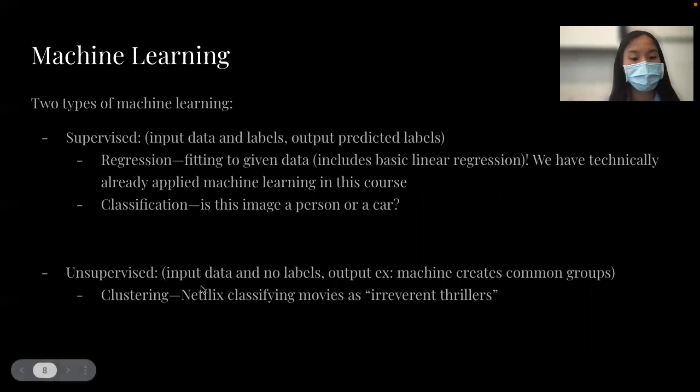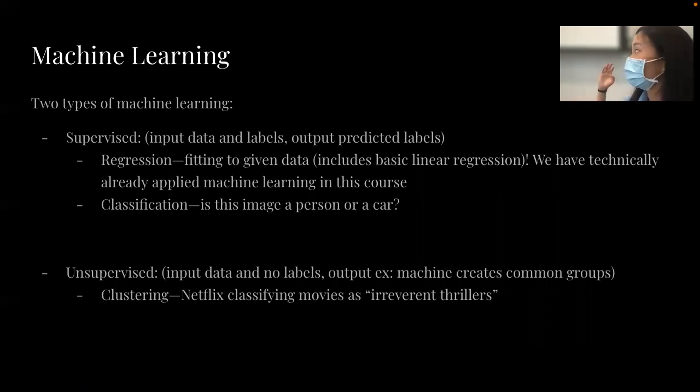And then for unsupervised, an example of clustering is when Netflix takes a bunch of movies with similar genres, and then it can classify movies into really random categories, like irreverent thrillers. It's not like someone at Netflix came up with this really random category. The machine saw a lot of similarities and then created these groups on its own, which is why sometimes they're really random categories, if you've noticed.